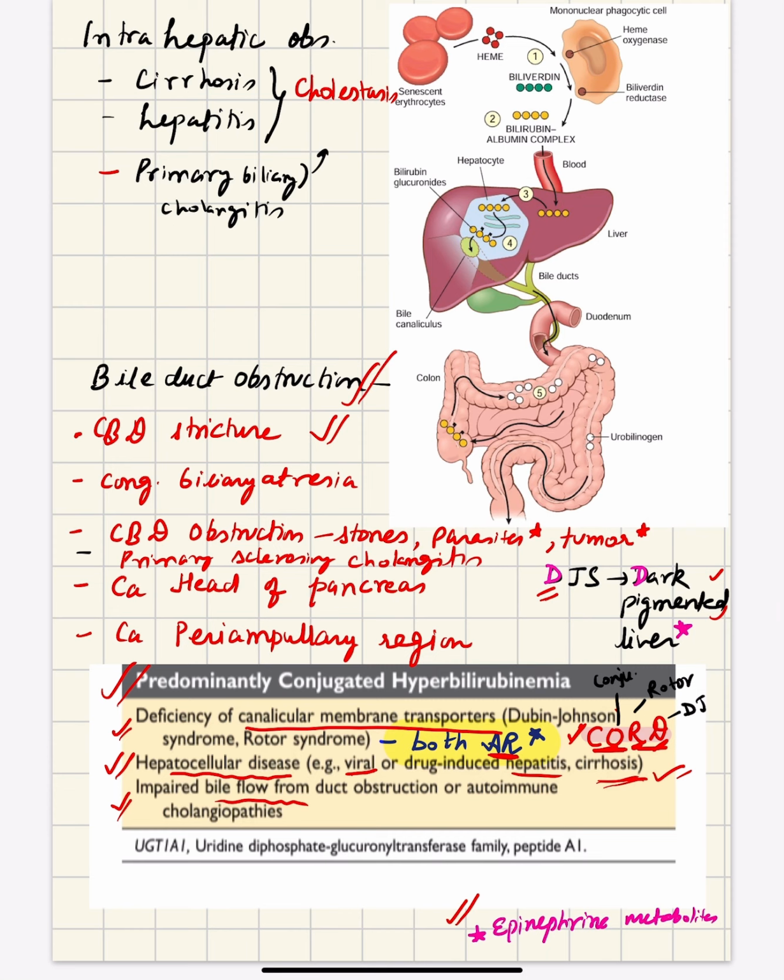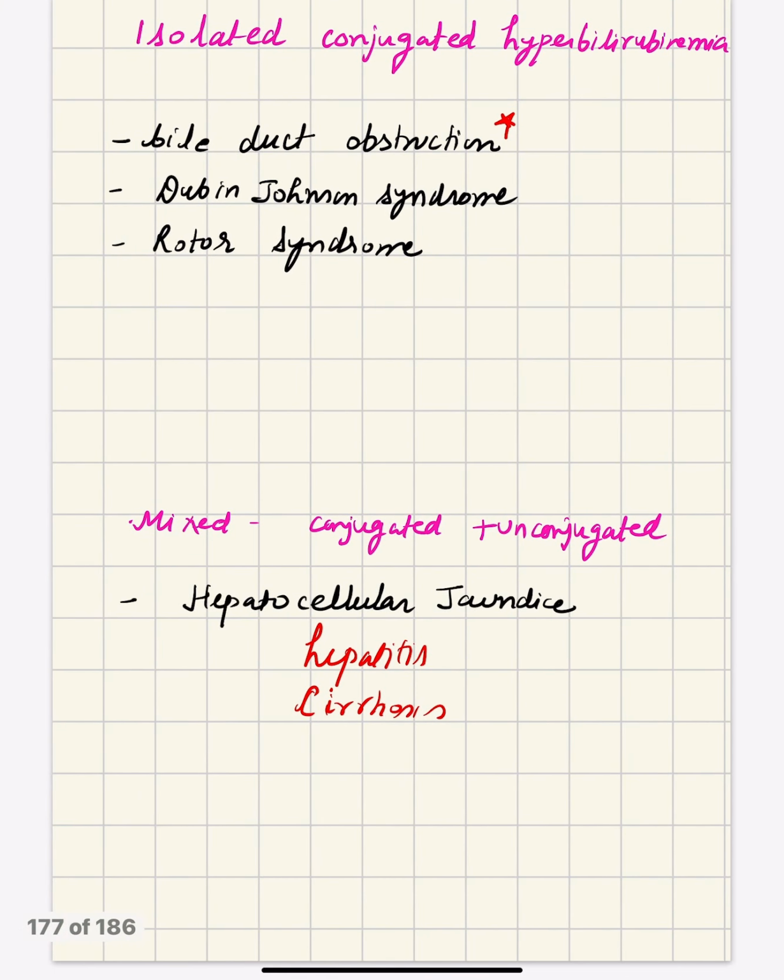So in cholestasis, we can see certain enzymes like alkaline phosphatase and gamma glutamyl transferase that will increase in the serum. We will discuss it in the later pages.